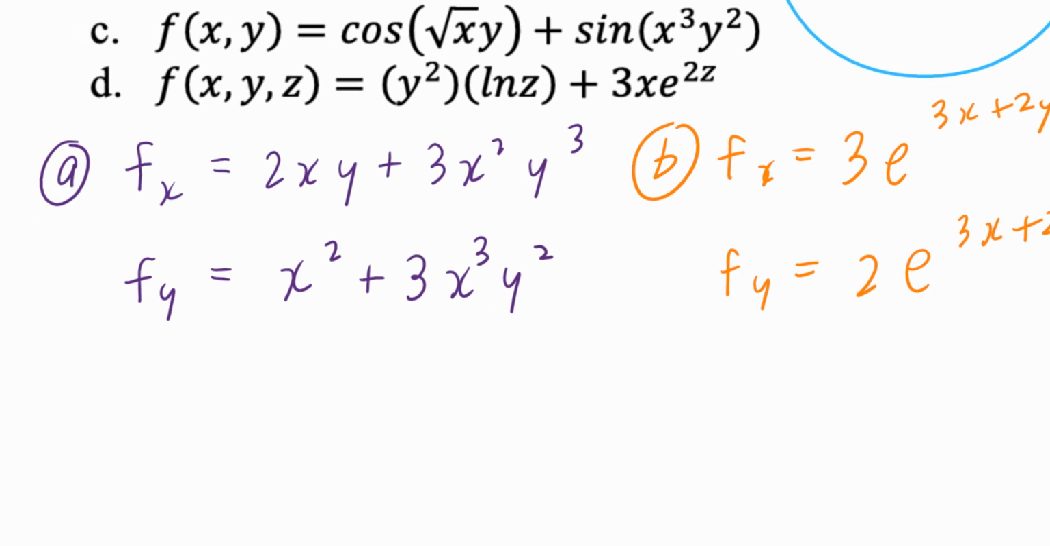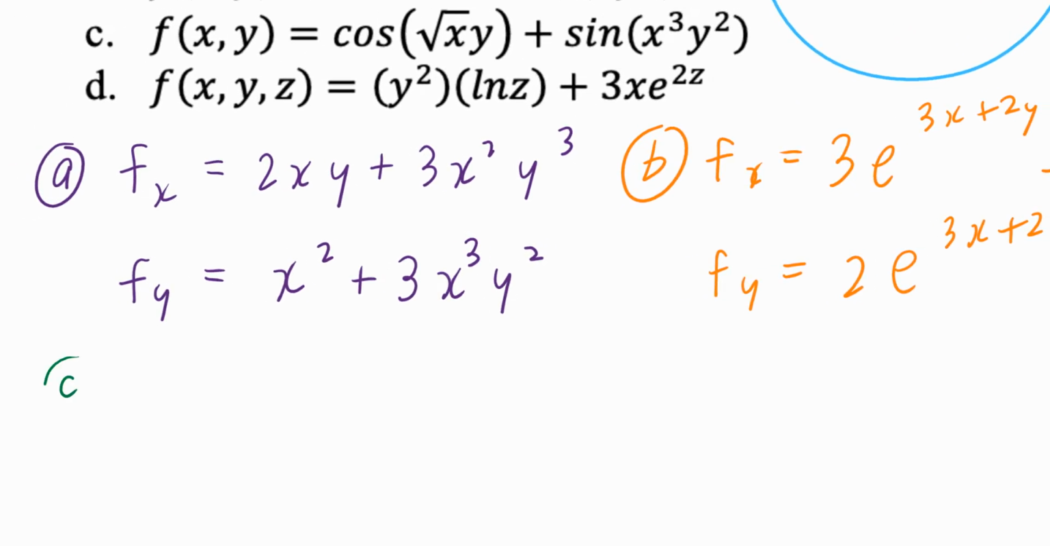Part C, let's zoom in for you. Again, you're looking at a function in terms of x and y, which equals the cosine of the square root of x times y plus sine of x cubed times y squared. So we're starting with the partial derivative with respect to x. Again, this means everything else are constants. So y and y squared, think of them as a constant.